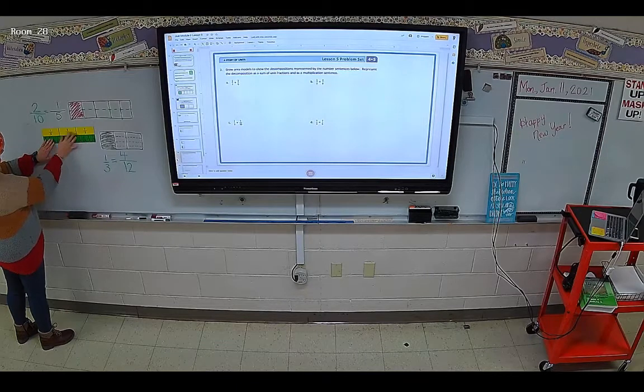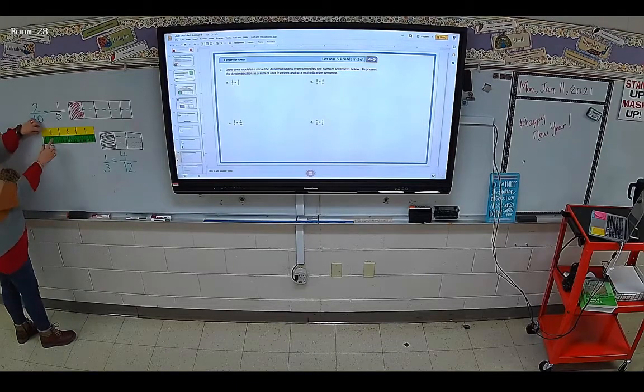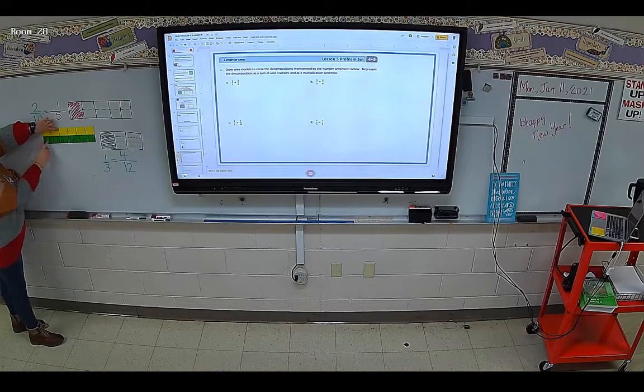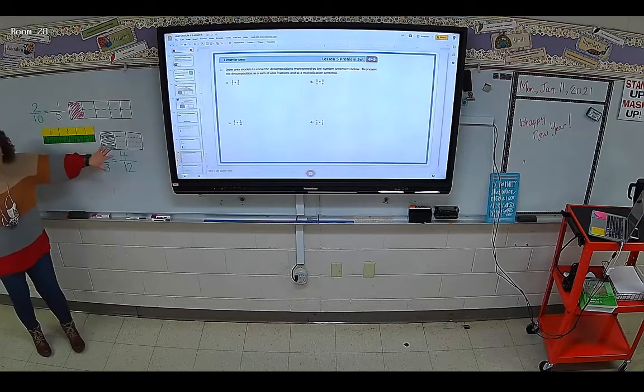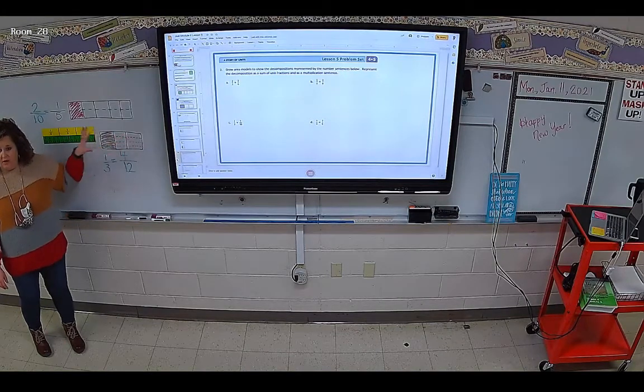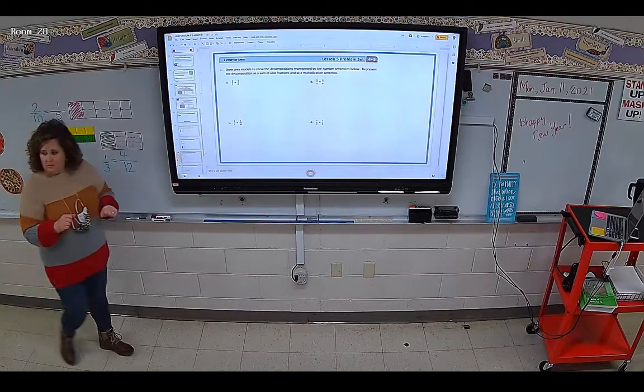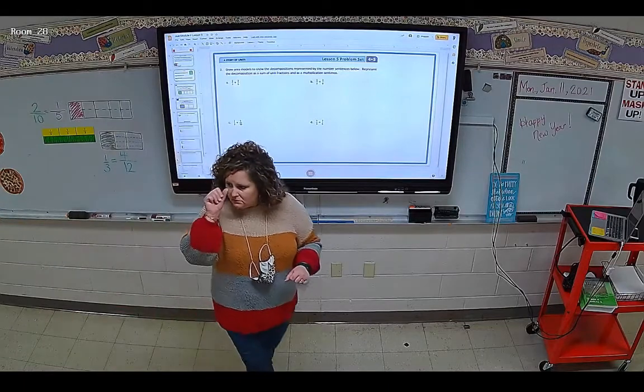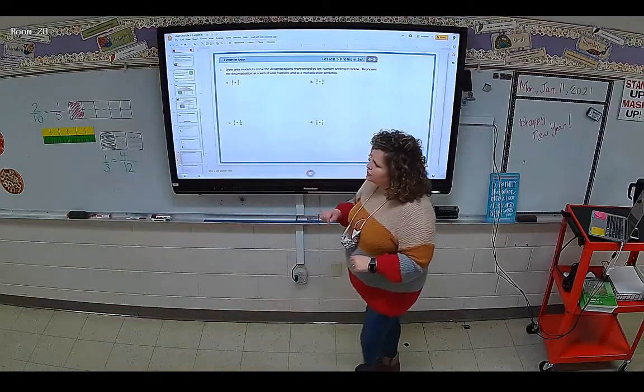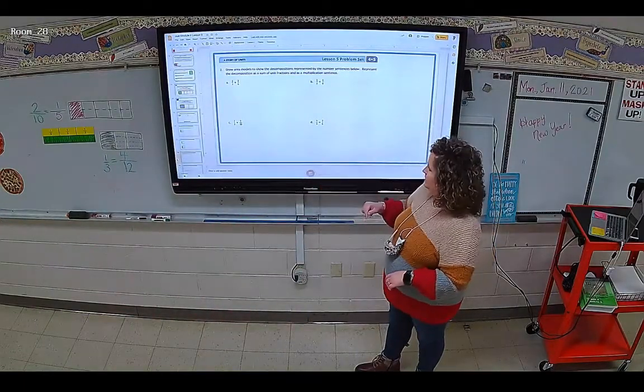Because these two strips are the same size, here is 1/3, 1, 2, 3, 4, and here is 4/12. 1/3 is equal to 4/12. Not just in this picture, this tape diagram, but in all things. Okay? So, just wanted you to see it in one more way.